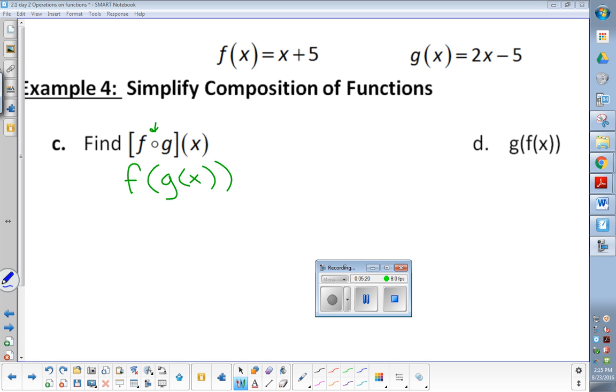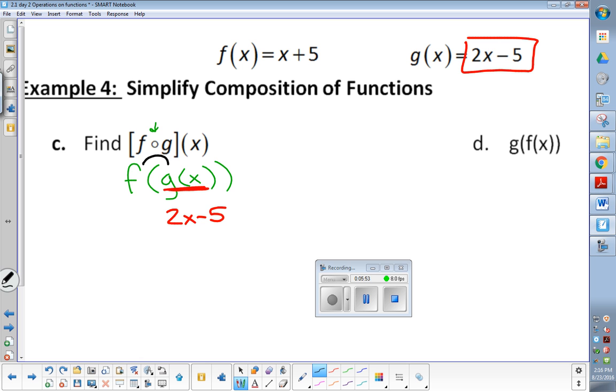So F of G of X. So here's the key. We're going to start on the inside again. Now it just says X, which really means it's easier because I don't have to plug anything in. It's just X. On the inside here, it is G of X. I am starting with this function right here. I am starting with 2X minus 5. Which equation is that, G, or is that 2X minus 5 going to go into?